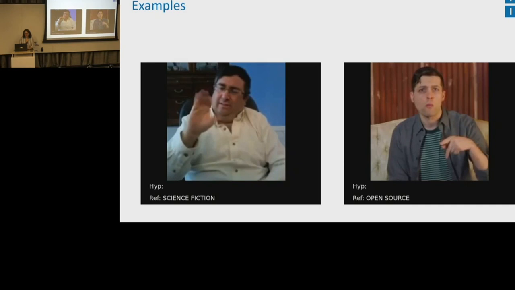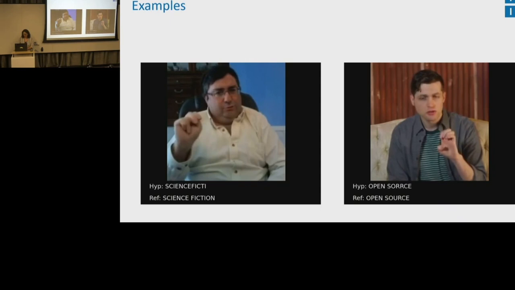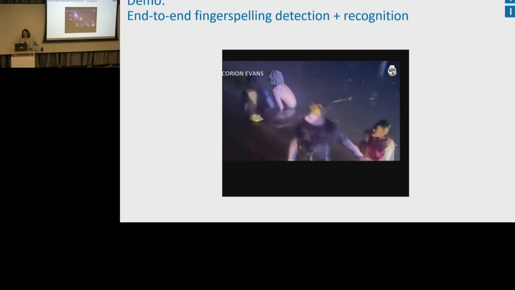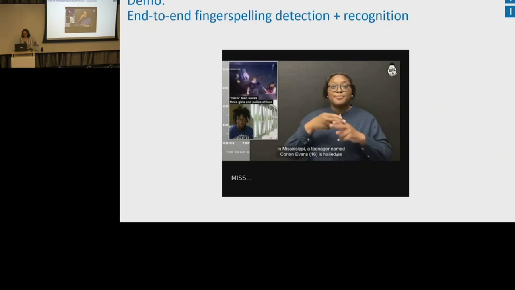Here are a couple of examples of our fingerspelling recognizer in action. This is, of course, the output of the recognizer. And here's a combination fingerspelling detector and recognizer. So this is a news story in American Sign Language, and the model is detecting in the red boxes when fingerspelling is happening and then transcribing them.